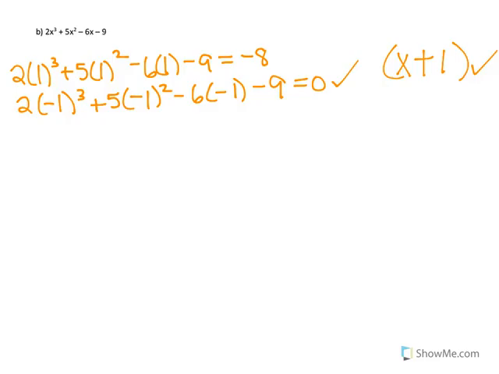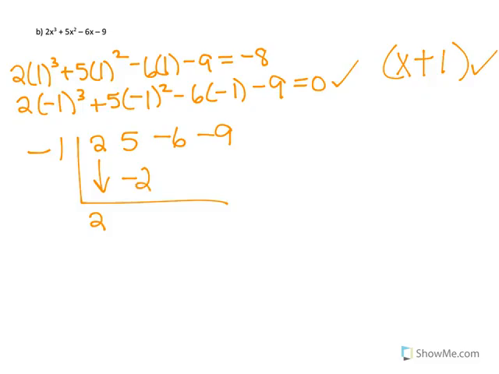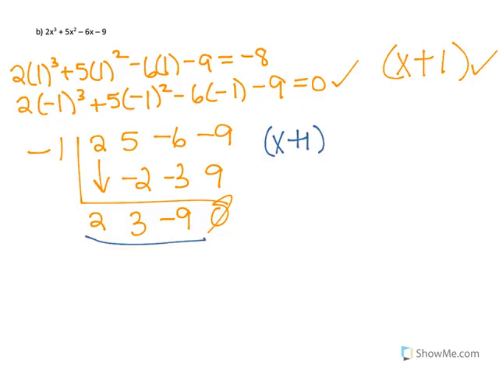Let's synthetic divide. So we have 2, 5, negative 6, negative 9, and we're putting a negative 1 in front. Bring down a 2. 2 times negative 1 is negative 2. Add those together, we get 3. 3 times negative 1 is negative 3. Add those together, we get negative 9. Negative 9 times negative 1 is positive 9. 0. Amazing. Okay, so you have x plus 1, and now we have this. So 2x squared plus 3x minus 9. Now we have a trinomial. I know how to factor that.